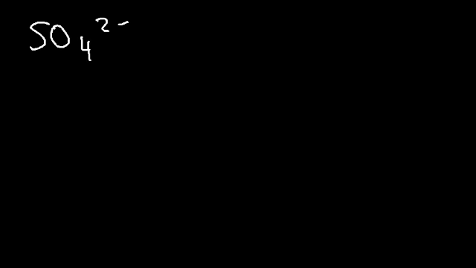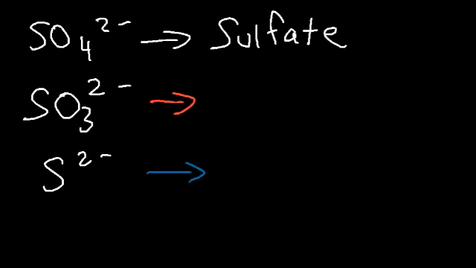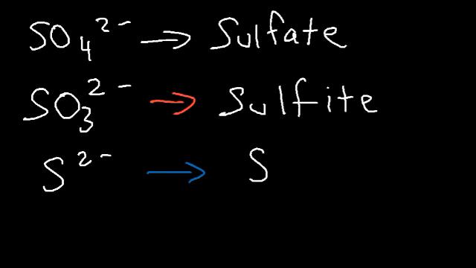SO4 2-. You need to know that this is called sulfate. And what do you think SO3 2- is called, and S2-? Since SO3 has 1 less oxygen than SO4, if SO4 is sulfate, SO3 is sulfite. S2- is a monatomic ion, so it's going to have the suffix -ide. So this is called sulfide.